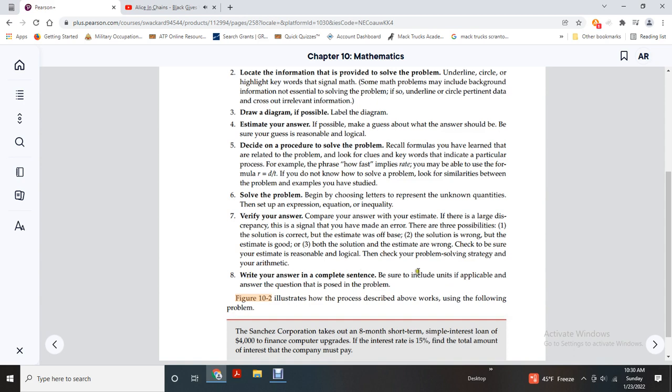8. Write your answer in a complete sentence. Be sure to include units and an applicable answer to the question posed in the problem.